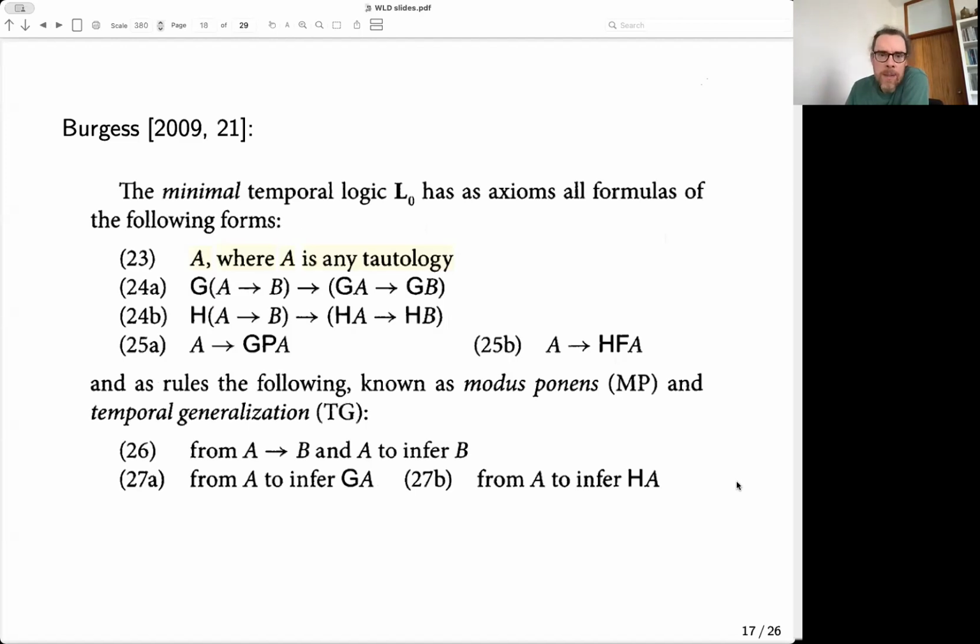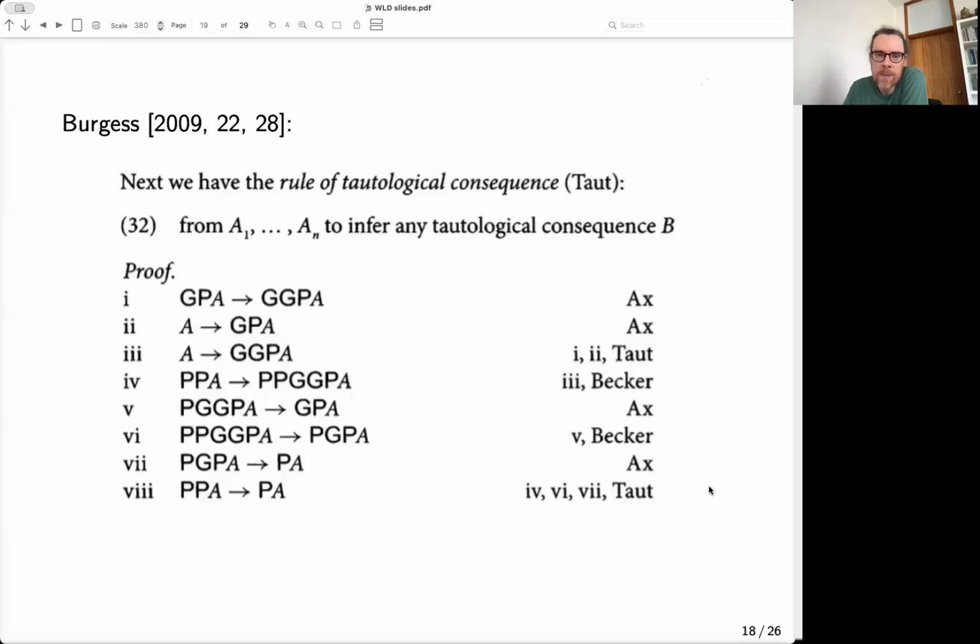Another place where you see this is in John Burgess's book about philosophical logic, where again he does a system of temporal logic and lets any tautology alpha be an axiom. And he goes a little bit further and has this rule of inference, the rule of tautological consequence. So if you look up here, you're allowed to infer B from A1 through AN if B follows logically from A1 through AN in propositional logic.